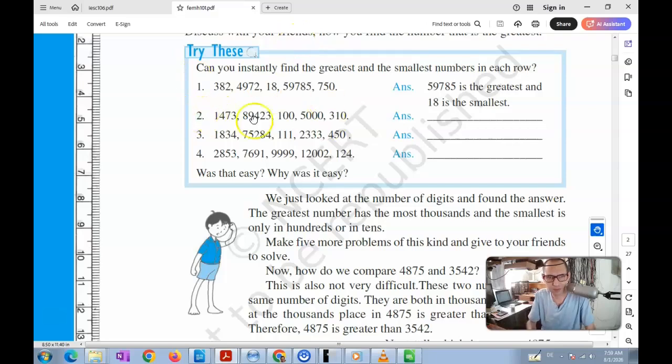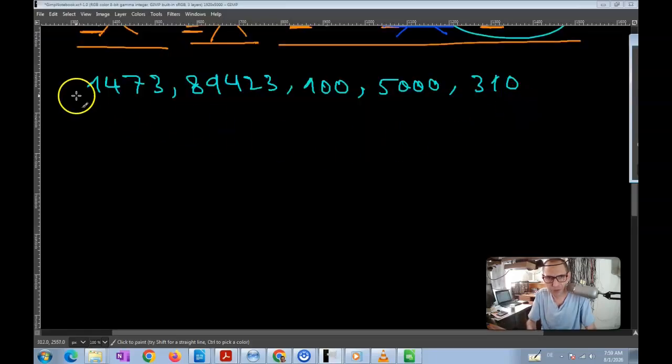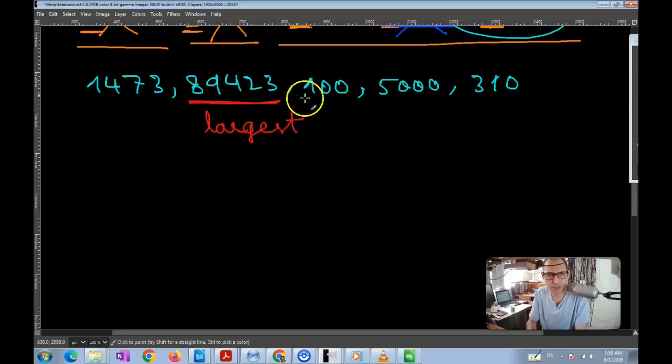Okay, so now for the second row of numbers, we have 1,473, 89,423, 100, 5,310. Right? So for the largest number, you can just simply go for the number with the largest number of digits, which is essentially this number over here. 89,423 is the largest number. And for the smallest number, go for the number with the smallest number of digits.